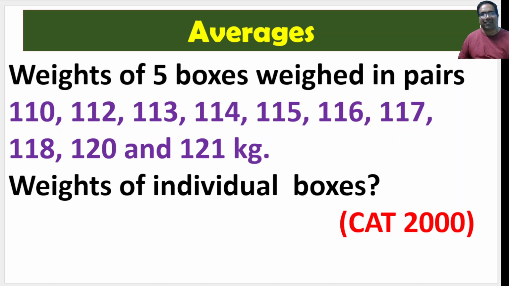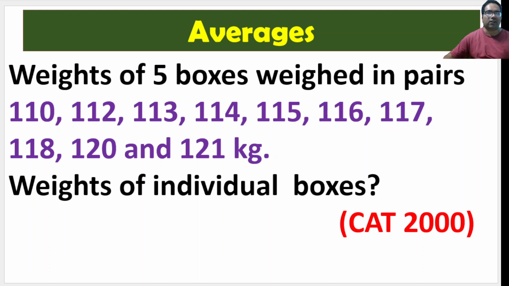Hi friends, here is a nice interesting problem. We are given that there are five boxes. These five boxes are actually weighed in pairs. And when they are weighed in pairs, obviously how many pairs will be possible? 5C2, right? We can select two out of these five boxes in 5C2 ways, which is 10 different ways we can select.